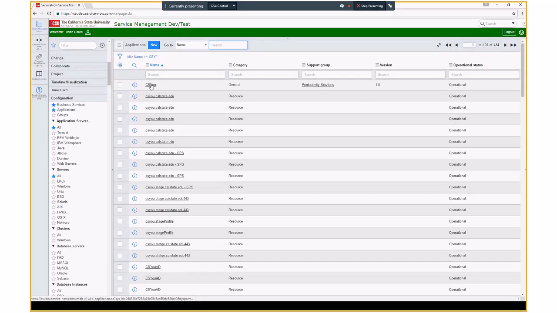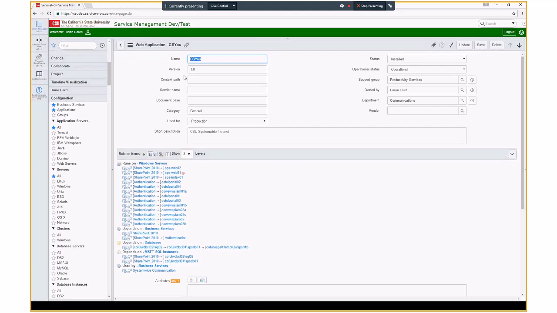So I can go ahead and click on CSU, and I can look in here and find out that it's owned by Karen Laird. That's the business communications director that is responsible for the actual system, CSU. I could also look down at the related items, and I can see a little red check mark. This tells me that there is an issue with one of the web servers. Looks like Web02 is fine, but Web01 has a ticket, has a little mark on there.